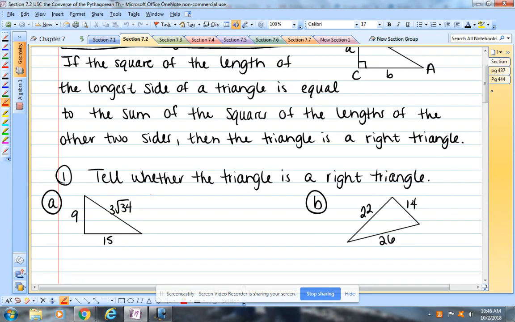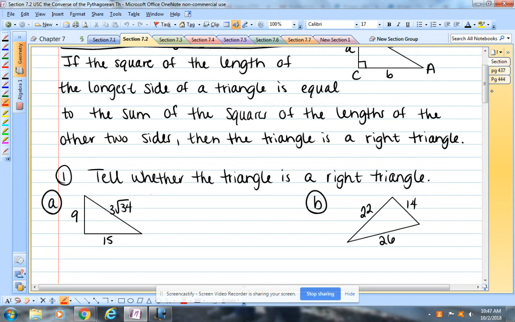So, what side do you think is the longest? 9, 15, or 3 times the square root of 34? 3 times the square root of 34. Why do you think so? Because it's the hypotenuse. You don't know that. You don't know you have a right triangle.